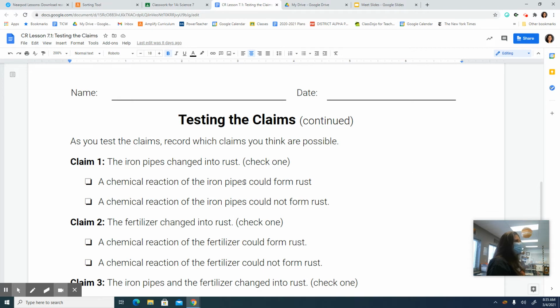Go ahead and highlight the answer that you believe to be true. Chemical reaction of iron pipes could form rust. Chemical reaction of the iron pipes could not form rust. So unfortunately, that's not going to happen.